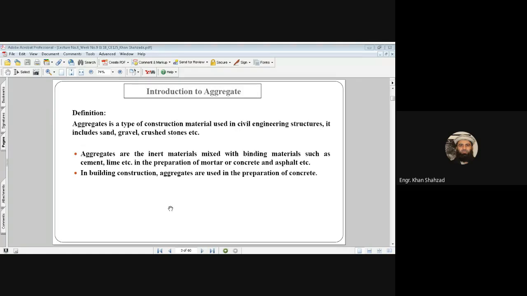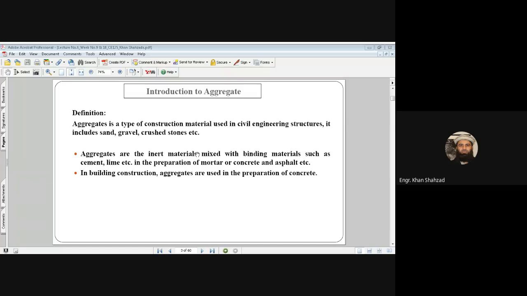So the definition of aggregates. Aggregates are a type of construction material which is used in civil engineering structures or projects. It includes sand, gravel, crushed stones, etc. So I hope you will remember this. The definition of aggregate is the construction material which is used in civil engineering projects, and it includes sand, gravels, crushed stones, etc. Aggregates are inert materials.